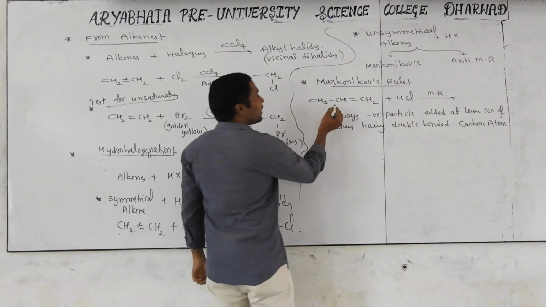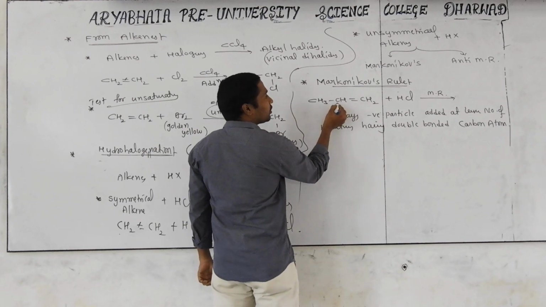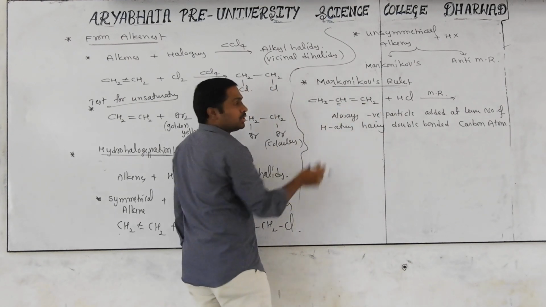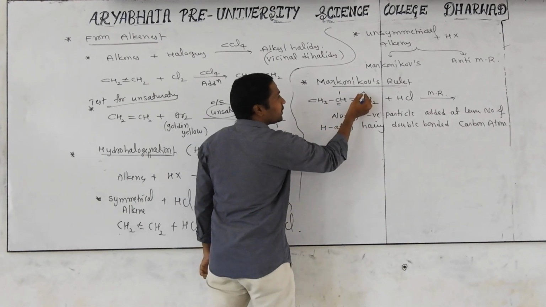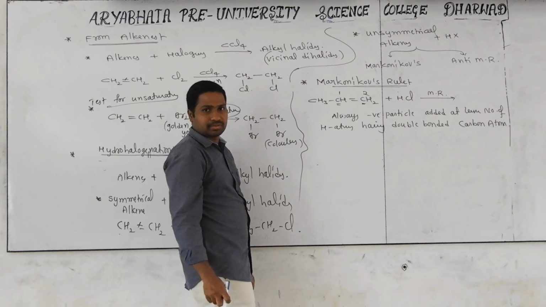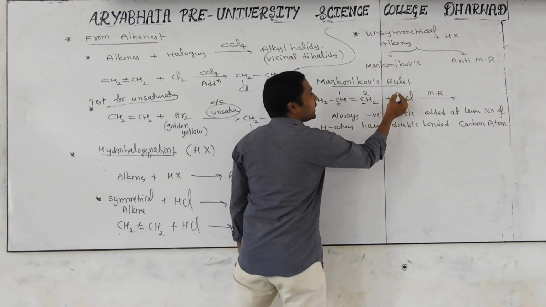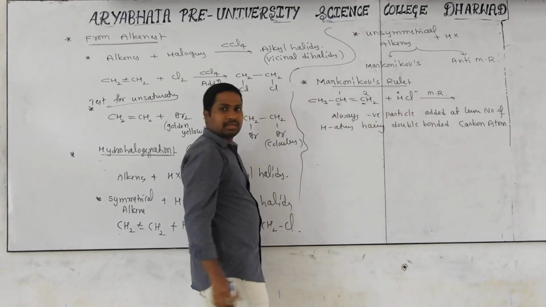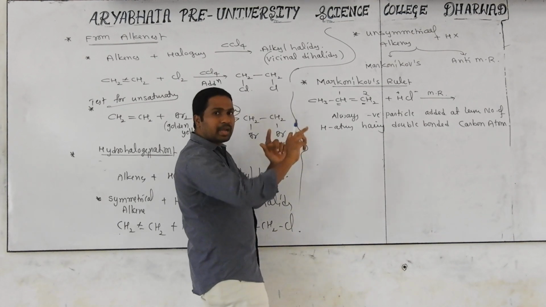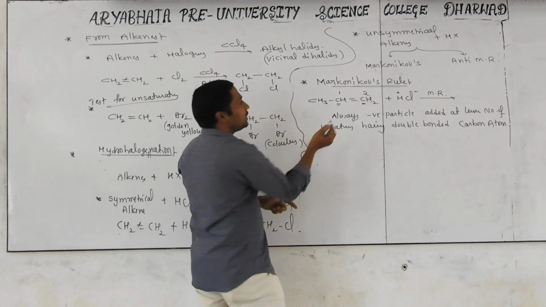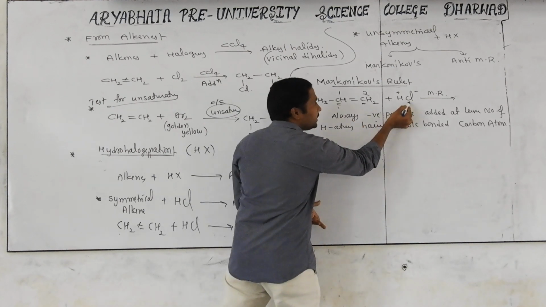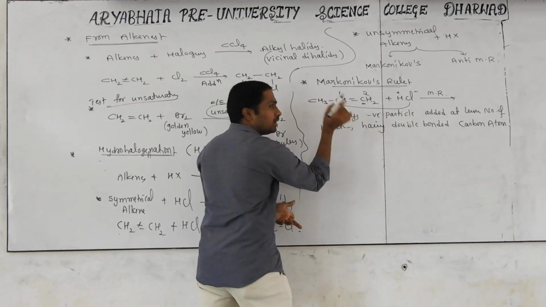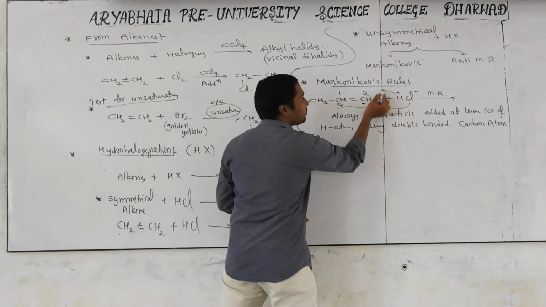You see carefully here, the double bond carbons are this one and this one. This double bond carbon has how many hydrogens? One. This double bond carbon has how many hydrogen atoms? Two. From here we get H plus and Cl minus. Cl minus will add here, to the double bond carbon with the lesser number of hydrogen atoms, and H plus will attack the other carbon.